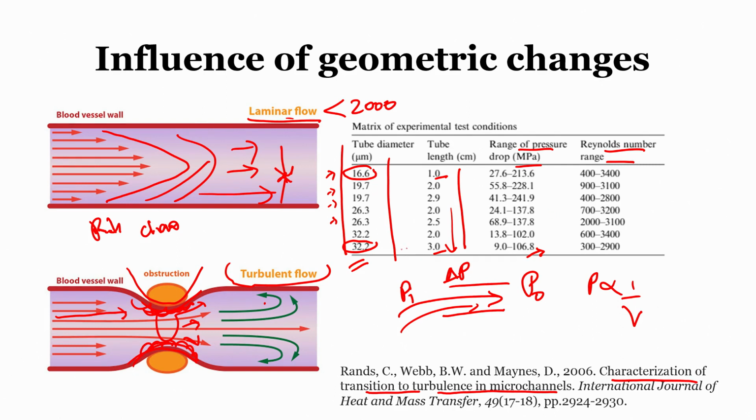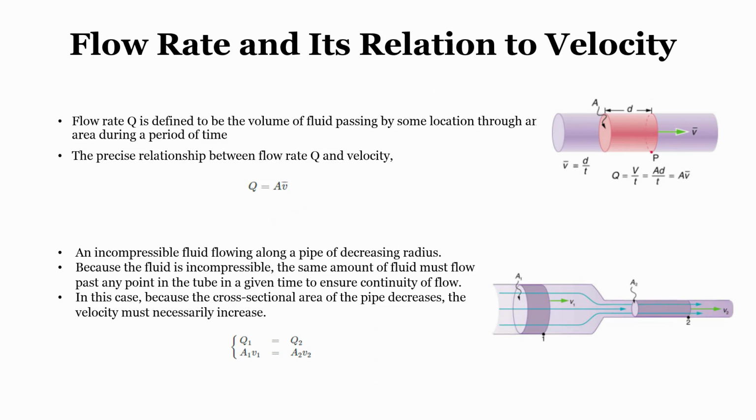As the channel diameter increases, here is the range in pressure drop that they have observed, and then the Reynolds number. This is just one case study, but how these parameters affect the flow can be understood based on a few mathematical equations. Now, the flow rate and its relation to velocity.